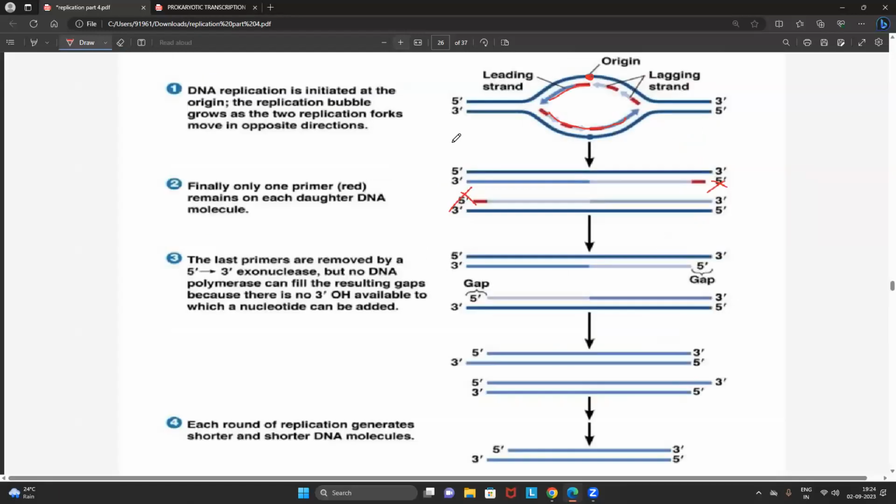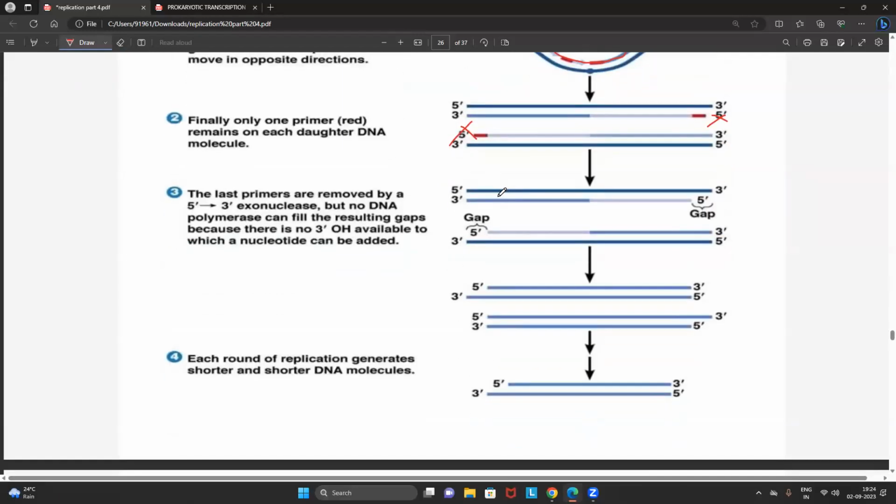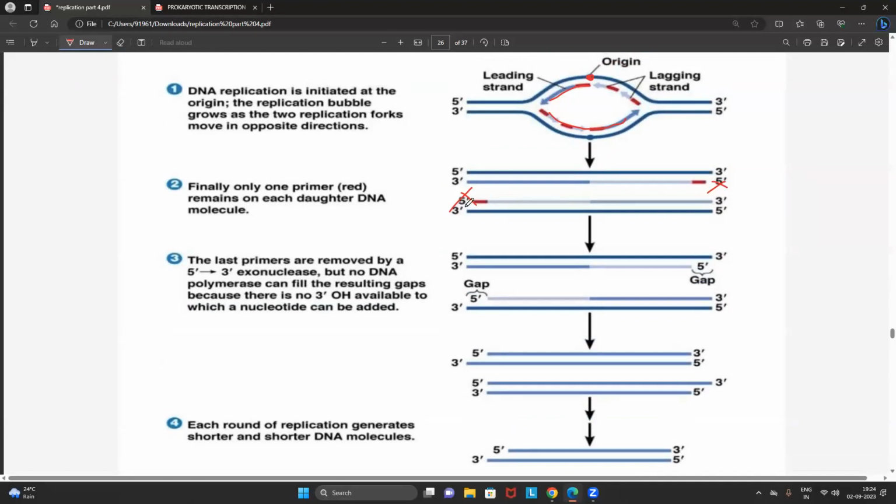Now, the concept is very clear. Whenever we have removed the primers successfully, now the most important and interesting point all the students have to remember for the exam is that when I remove the primer, I have to replace it with nucleotides. But do you think it is really possible? No, we can't replace it with nucleotides.